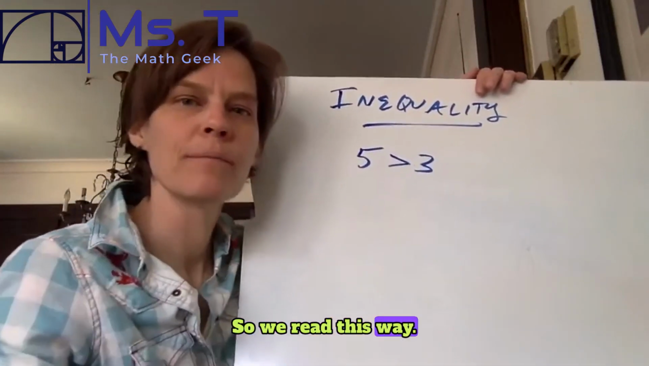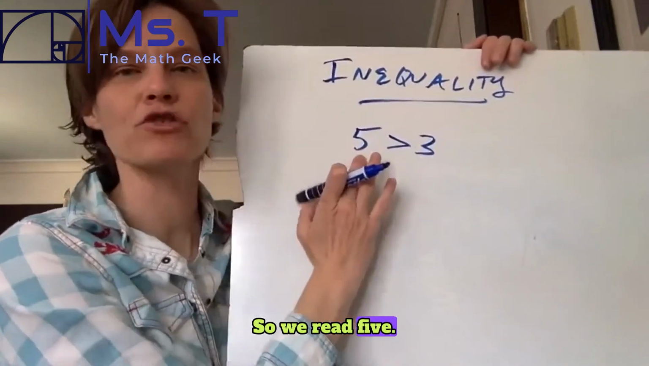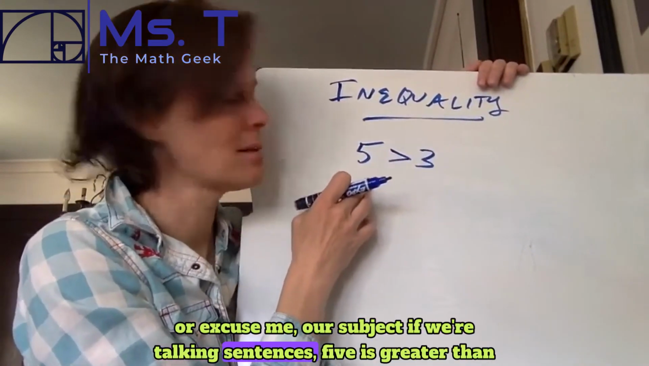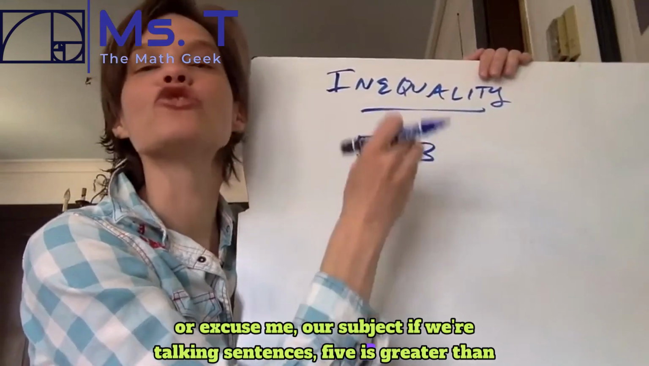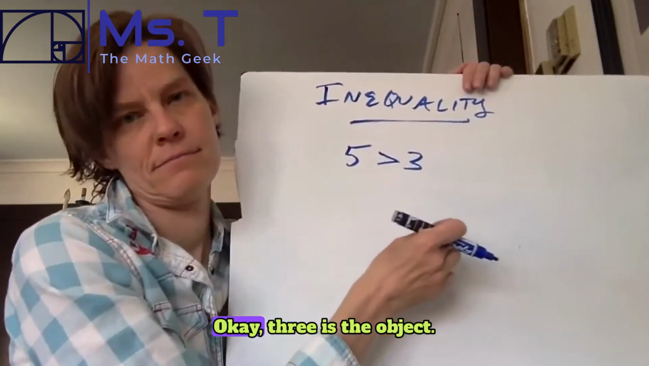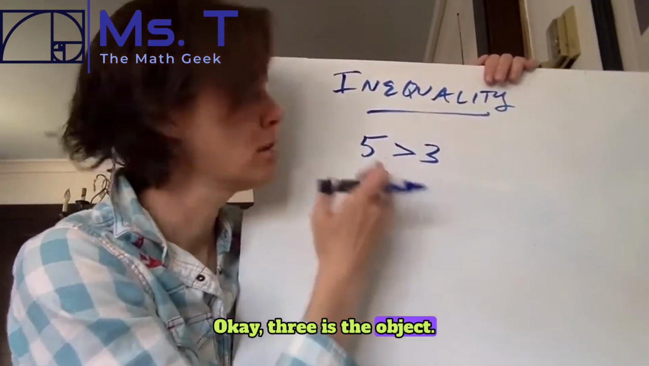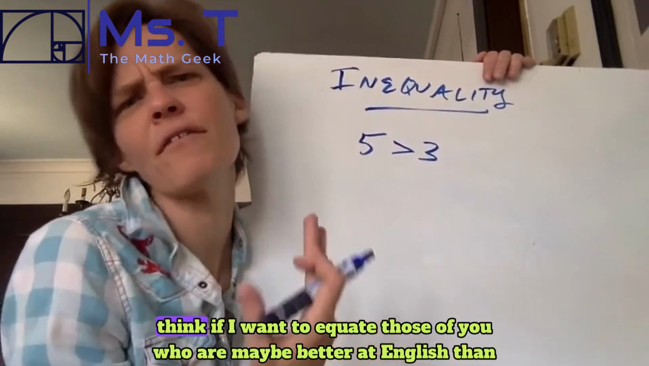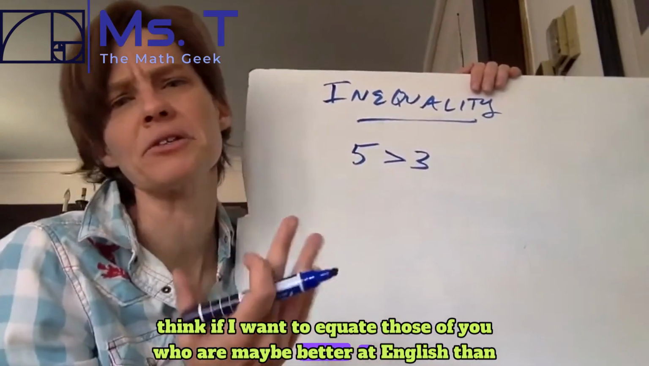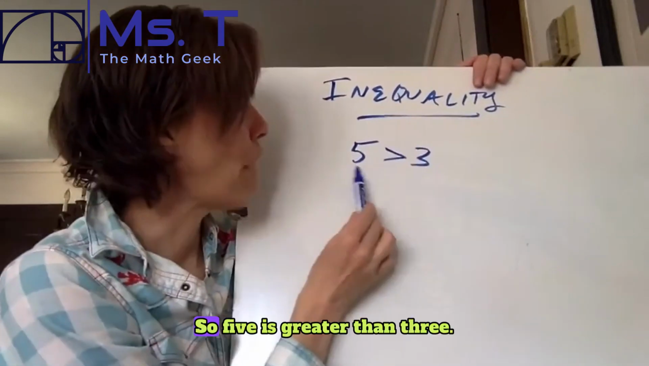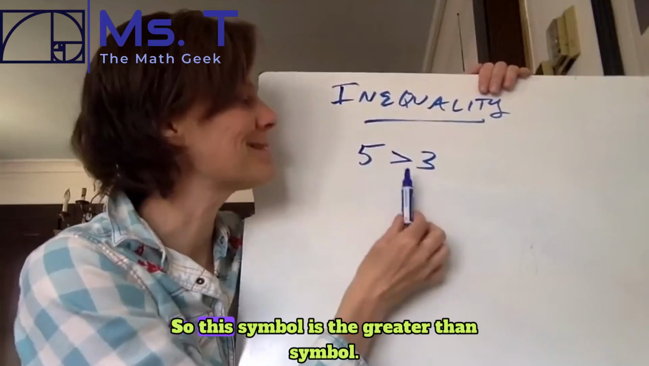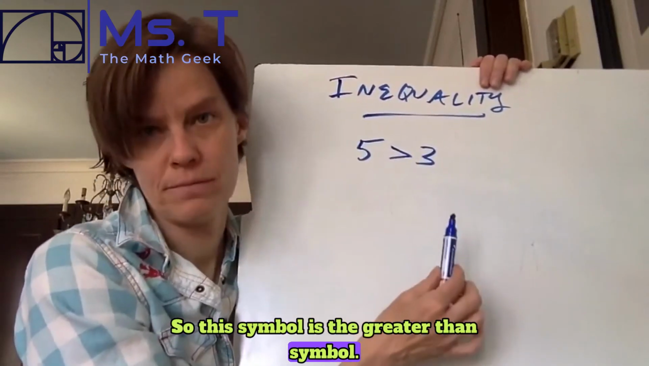So we read this way. So we read 5. So now 5 is our subject, if we're talking sentences. 5 is greater than 3. Okay? 3 is the object. So 5 becomes the subject of the sentence because we're saying it first. I think that helps those of you who are maybe better at English than math. So 5 is greater than 3. 5 has been established first, so this symbol is the greater than symbol.